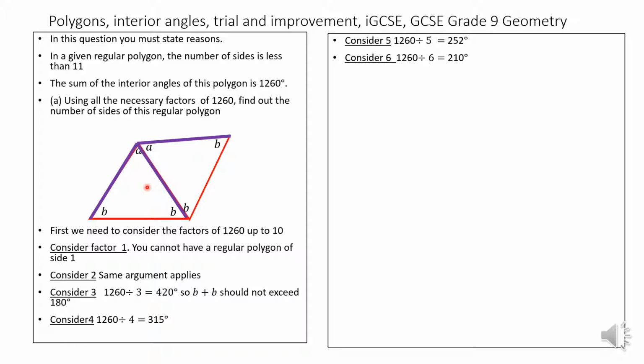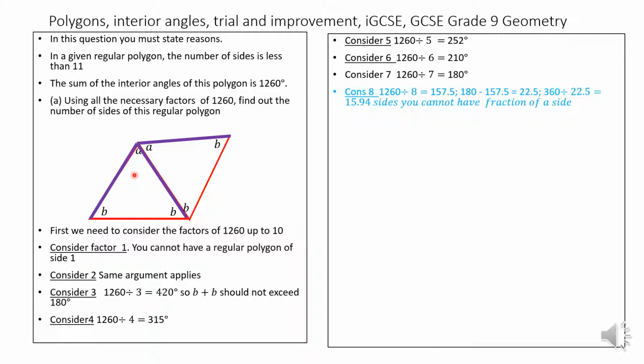Moving on, again, 6. If you divide 1260 by 6, you get 210 degrees. Again, the same argument, you cannot have two angles of a triangle adding up to 210 degrees. You're supposed to have 3 angles add up to 180. We've already got 210 degrees, so that won't happen. Now, 7. If you've got 7 sides, if you divide 1260 by 7, we have 180 degrees. So 2 B's give us 180 degrees, which means that A is 0. That's not possible in a triangle.